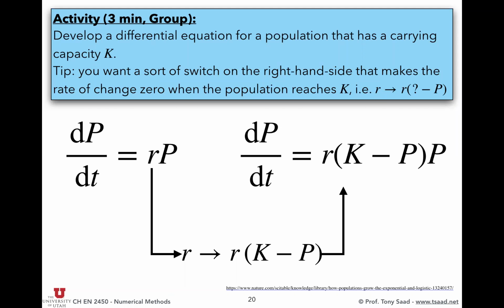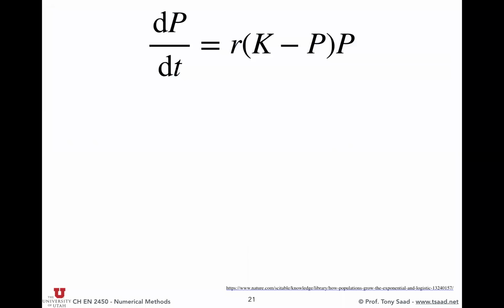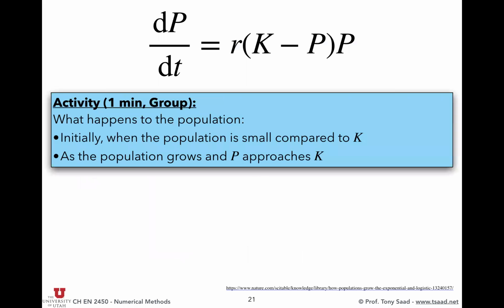So now our full equation becomes this, right? And again, when P approaches K, it's going to flatten out because dP by dt, the rate of change, becomes 0. Now, it's not an activity. Let's just discuss it together. What happens to the population here, just by looking at the differential equation? We haven't solved it yet, but we have an equation that describes how this population changes. Initially, when the population is small compared to K, K minus P is dominated by K. So your right-hand side is R times K times P, a constant times P, which gives us exponential growth. And that's what we expected.